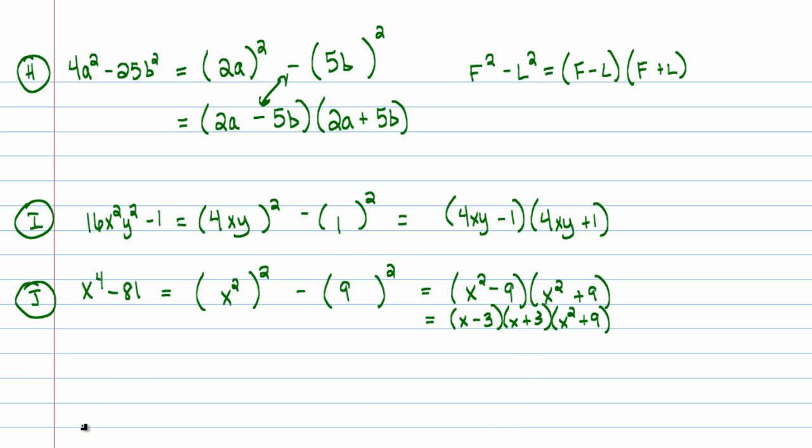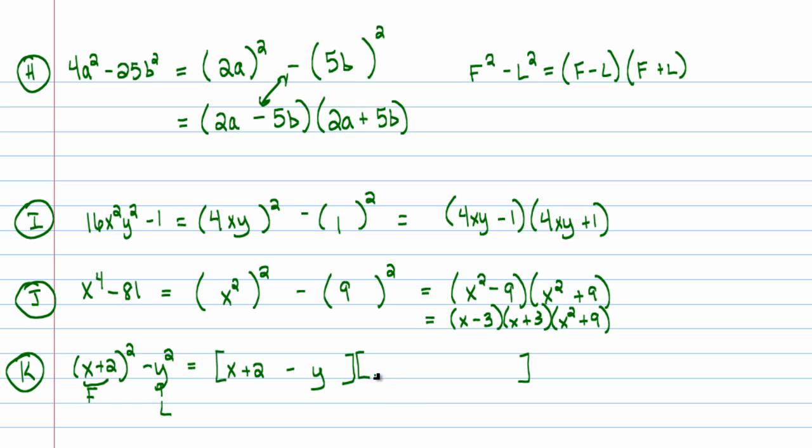And finally, as a nice, interesting, fun example, let's suppose you have something like a quantity x plus 2 squared minus y squared. Well, again, you do have a first item, that's this whole thing, and you have a last item, which is y. So it will factor into the product of 2 binomials, where the first binomial is the first object minus that last object. And the second binomial is the first object plus the last object. That's the factorization.